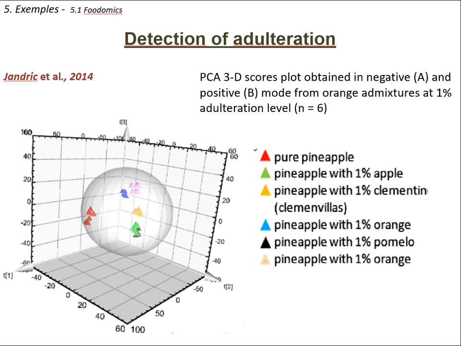So this is a result in the form of a PCA, a principal component analysis. This is a score plot, which was obtained in either positive or negative mode from orange admixture at 1% adulteration level. So you have different colors showing the different types of juice. The pure pineapple is red triangles, and then you have 1% apple, 1% clementine, 1% orange, 1% pomelo, and another pineapple with 1% orange.